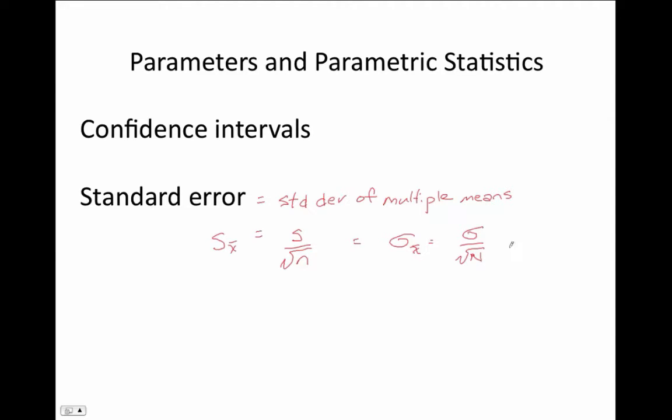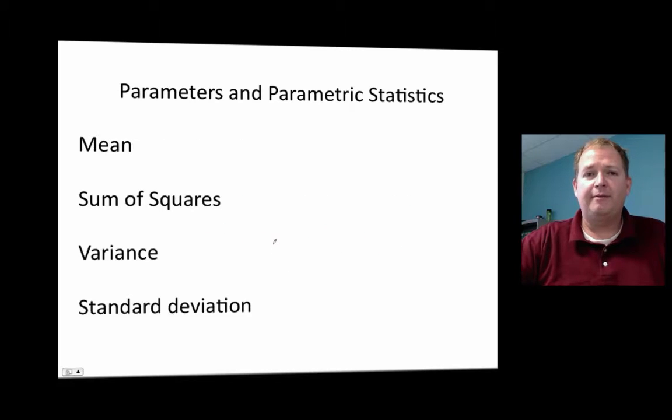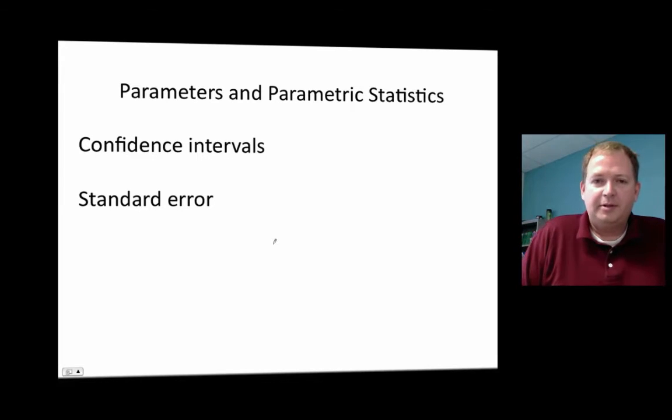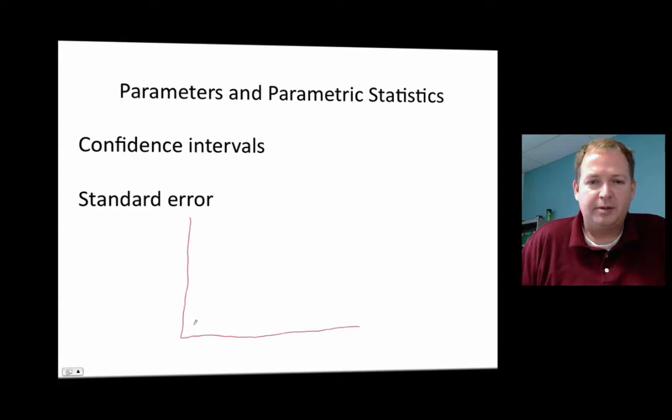Where big N represents the total population size, whereas little n represents the sample size. Okay, now finally I'm going to get to the idea of confidence intervals, and I'm going to do this in a little bit of a roundabout way. Let's suppose that we have a normally distributed population.